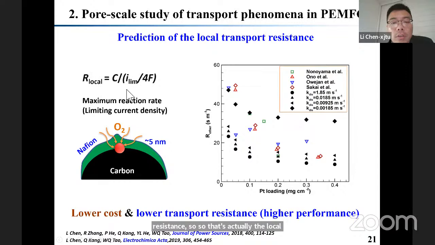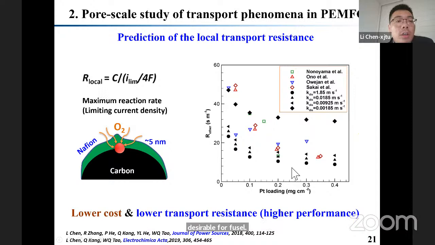C here is a concentration. I limit is the maximum current density we can obtain. And F here is the Faraday constant. So you can find that if you want to obtain a higher current density, which is desirable for a fuel cell, we need to reduce the local transport resistance.